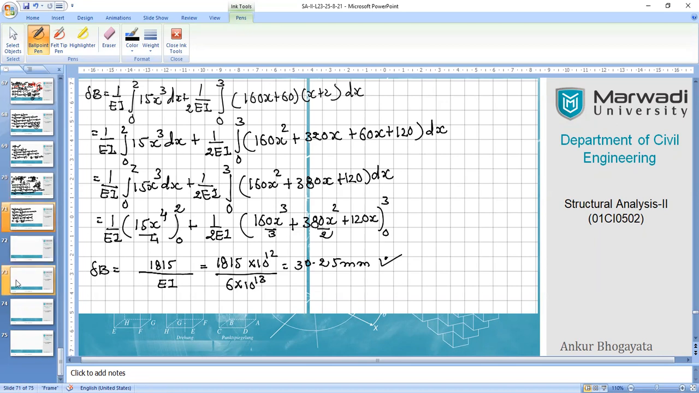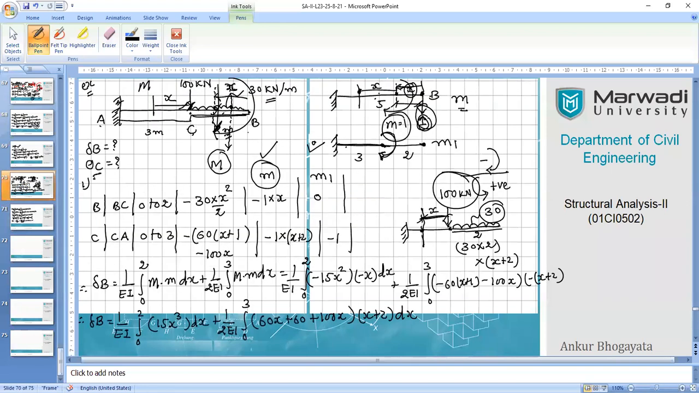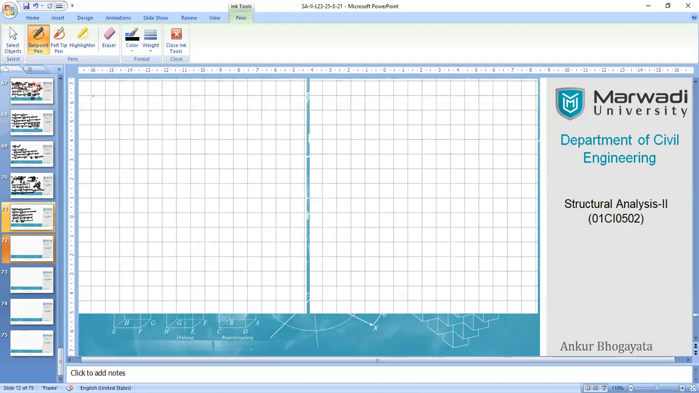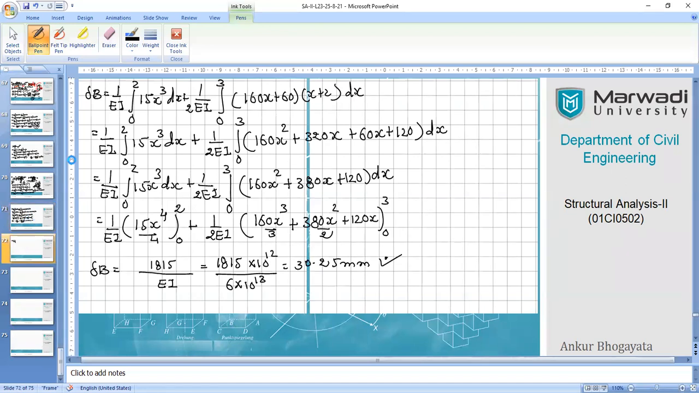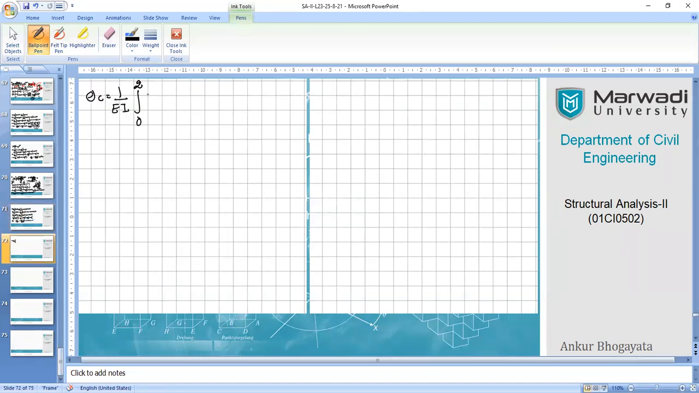Now let's go to the next target, that is rotation at point C. Yes, delta C, sorry, theta C. So let's write down theta C here on a new page itself. 1 upon EI, 0 to first segment is 2 meters. Yes, 0 to 2 meters, capital M into small m1 dx plus 1 upon 2 EI. The length is 0 to 3 meters, capital M small m1 into dx.